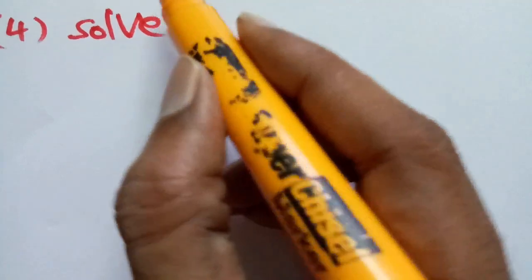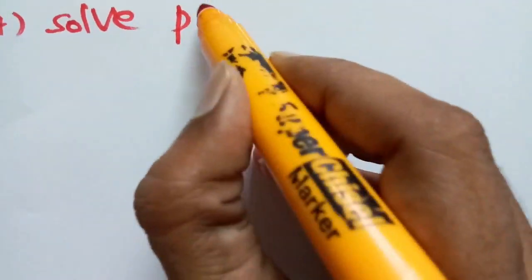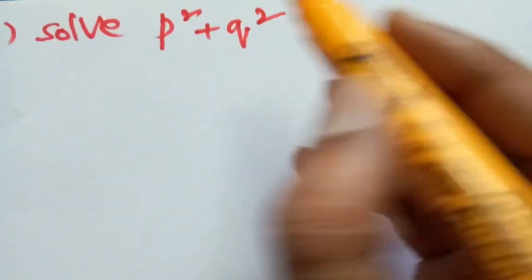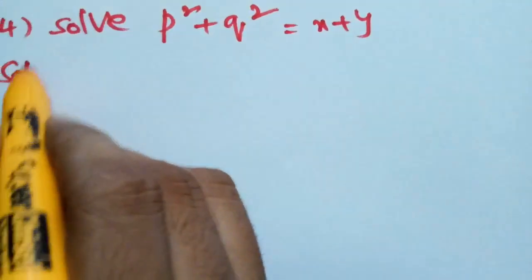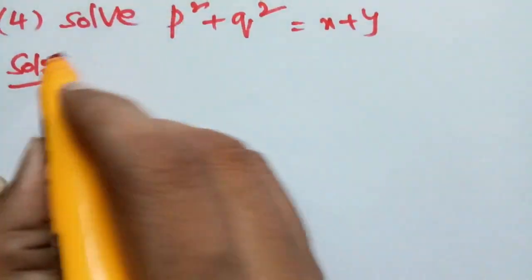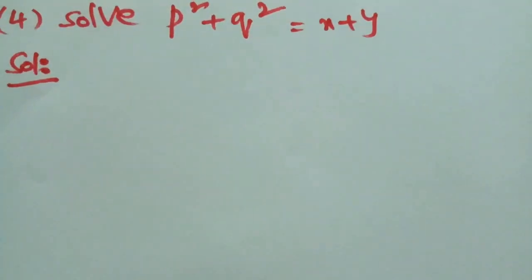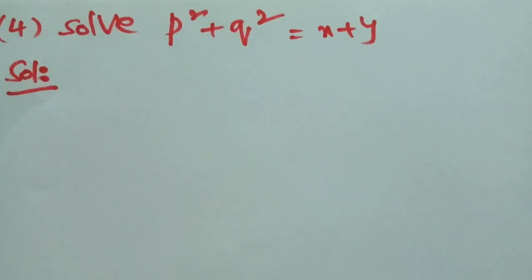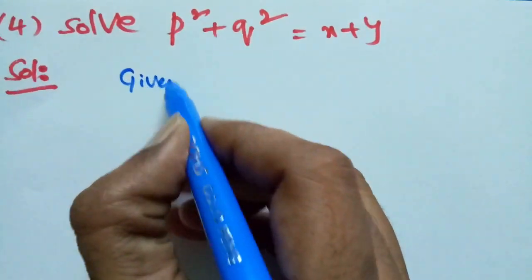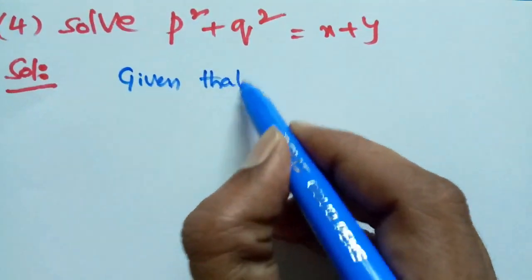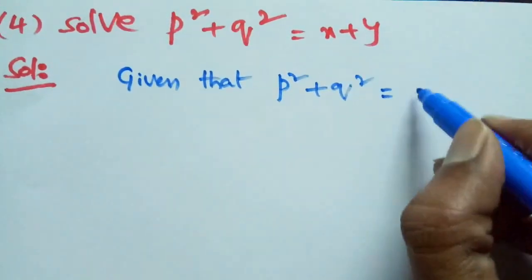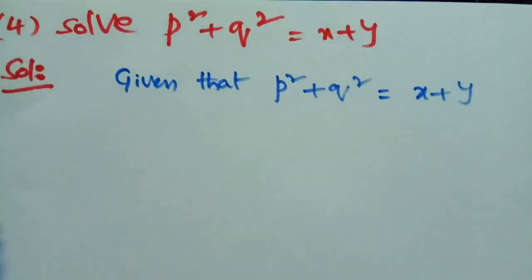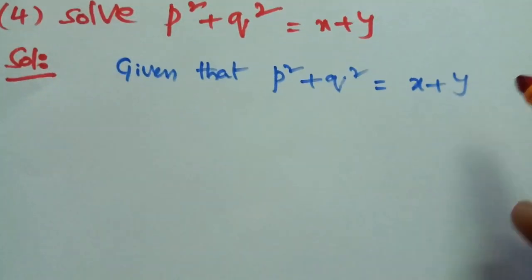Problem number 4. Solve p square plus q square is equal to x plus y. Therefore, write down the given equation. Now, given equation is, given that p square plus q square equal to x plus y. Say this is equation number 1.